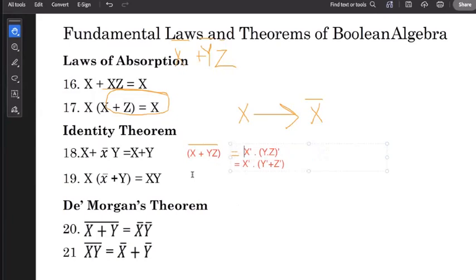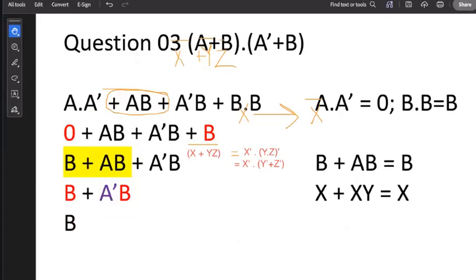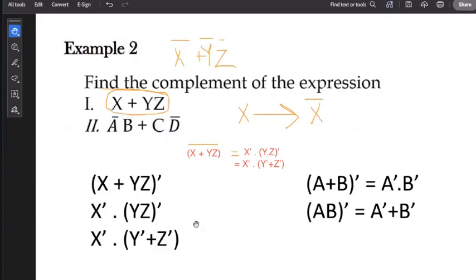which summarizes that (X plus Y) whole thing bar is equal to X bar into Y bar. Or the other way, if it is a multiplication, (XY) whole thing bar is equal to X bar plus Y bar. So this is the ultimate use of De Morgan's theorem, generally to find the complement of any expression. So you can have a look at the next equation also.